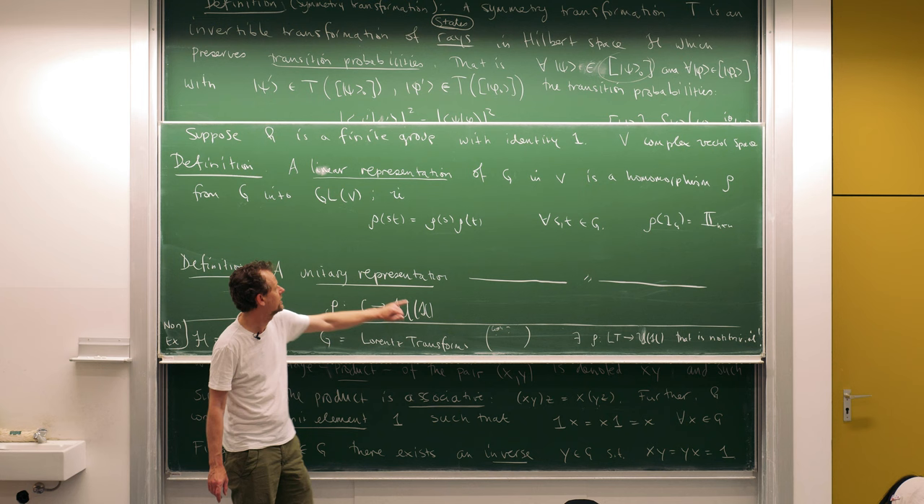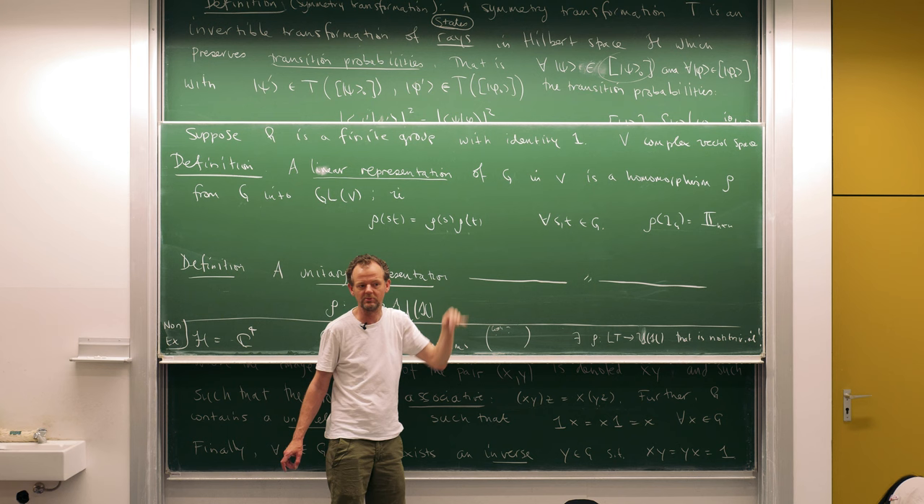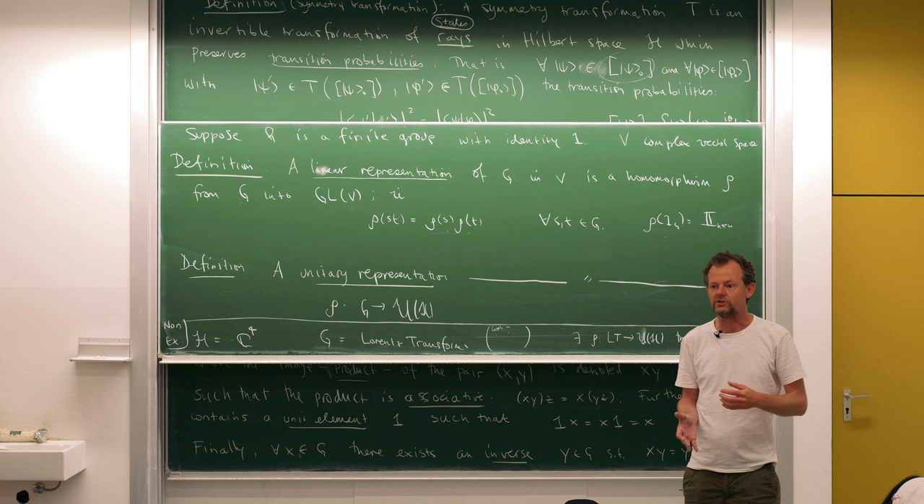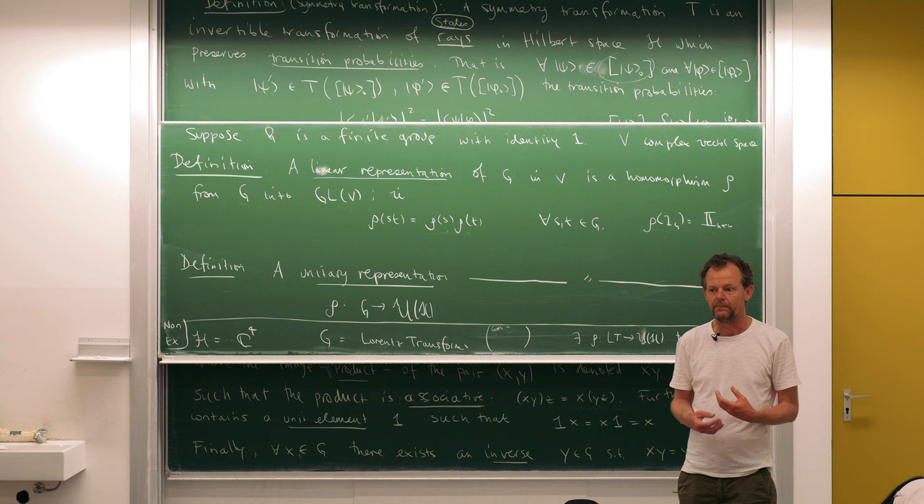Okay, does that work? Well, let's check. Rho of anything is the identity matrix, which is the same as the identity matrix times the identity matrix, and rho of the identity matrix is the identity matrix. So that's a trivial representation. It's a boring representation of the Lorentz group. There is no non-trivial one that acts on this Hilbert space here.